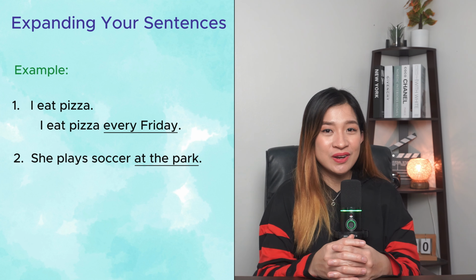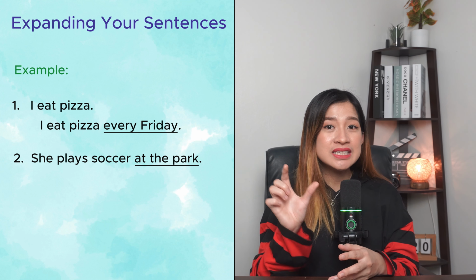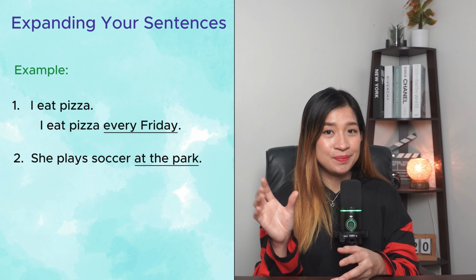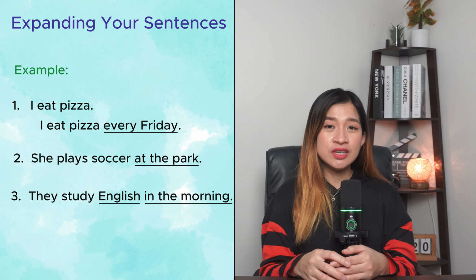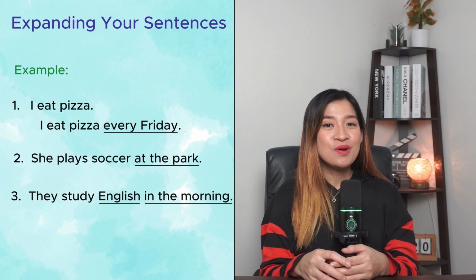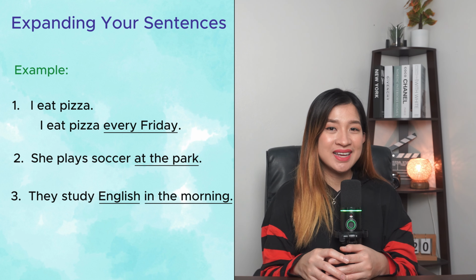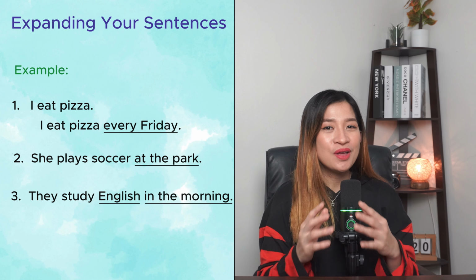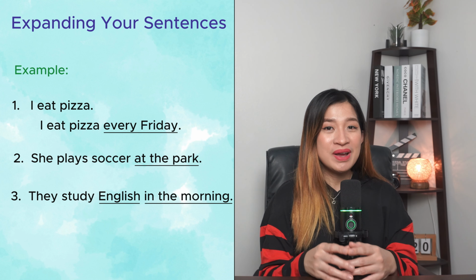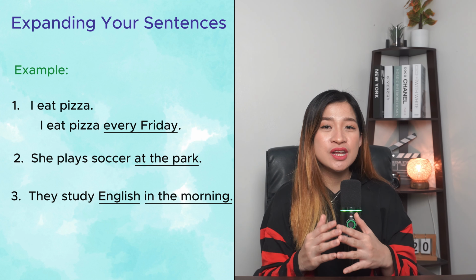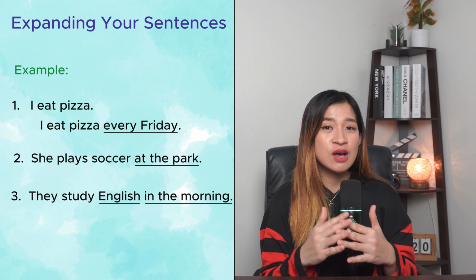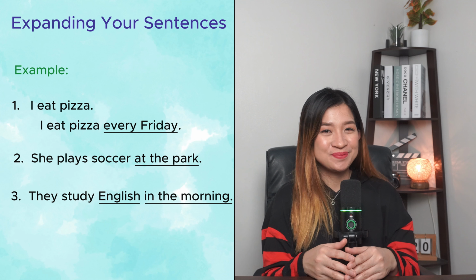She plays soccer at the park. Here we've added place, at the park, to show us where the action is happening. They study English in the morning. This time we added both time and place, in the morning and English, giving us a more complete idea of the action. By adding these details, you can give the person you're speaking to much more information, making your sentences sound more natural and complete.